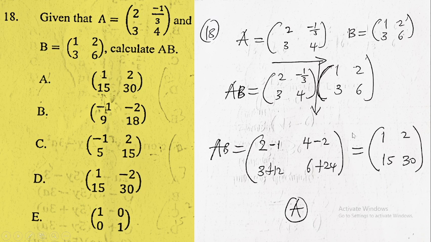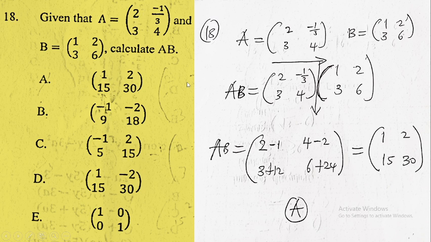So 2 minus 1 will give us 1. 4 minus 2 is 2. 3 plus 12 will give us 15. 6 plus 24 will give us 30. So AB will give us this matrix, and the best option here is option A. So let's go to question number 19.